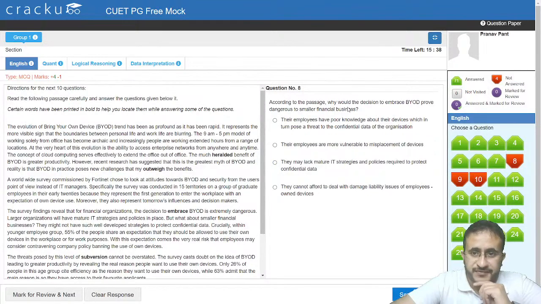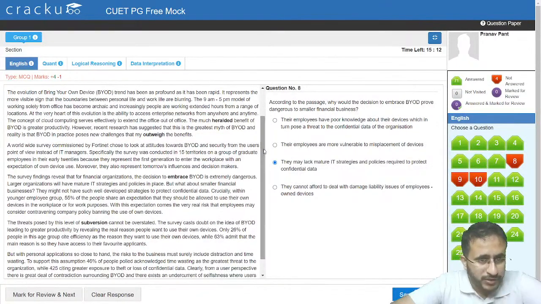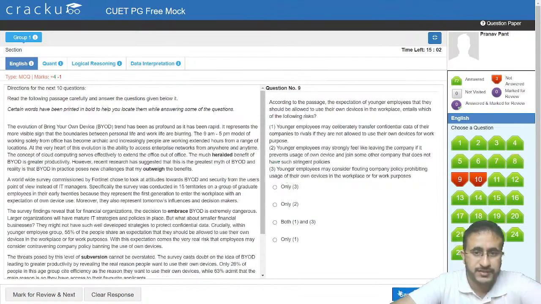Third, according to the passage, why would the decision to embrace BYOD prove dangerous to smaller financial businesses? Right now, this is security. The employees are more vulnerable to misplacement of devices. They may lack mature IT strategies. No, employees have poor knowledge about their devices. Does it say poor knowledge about devices? Have mature IT strategies. It talks about IT strategies for confidential data. So the third one is the answer.